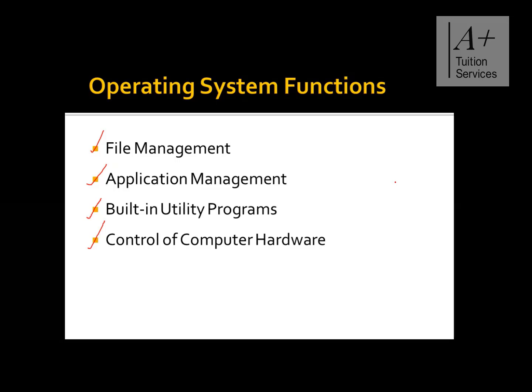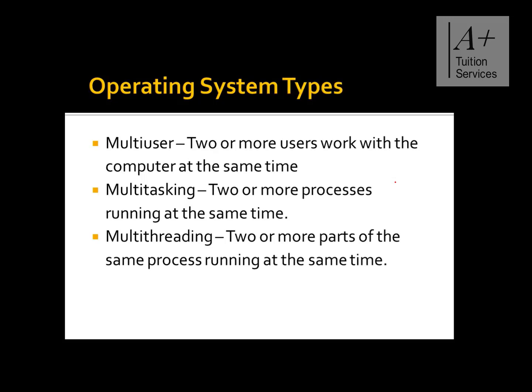Then the built-in utility programs, which are there for the well-being of the computer, and the control of the computer hardware. So if I connect a printer to my computer, it wouldn't just work by itself. It needs software that tells it what to do, and the operating system is what controls the software. So there are different types of operating systems now.